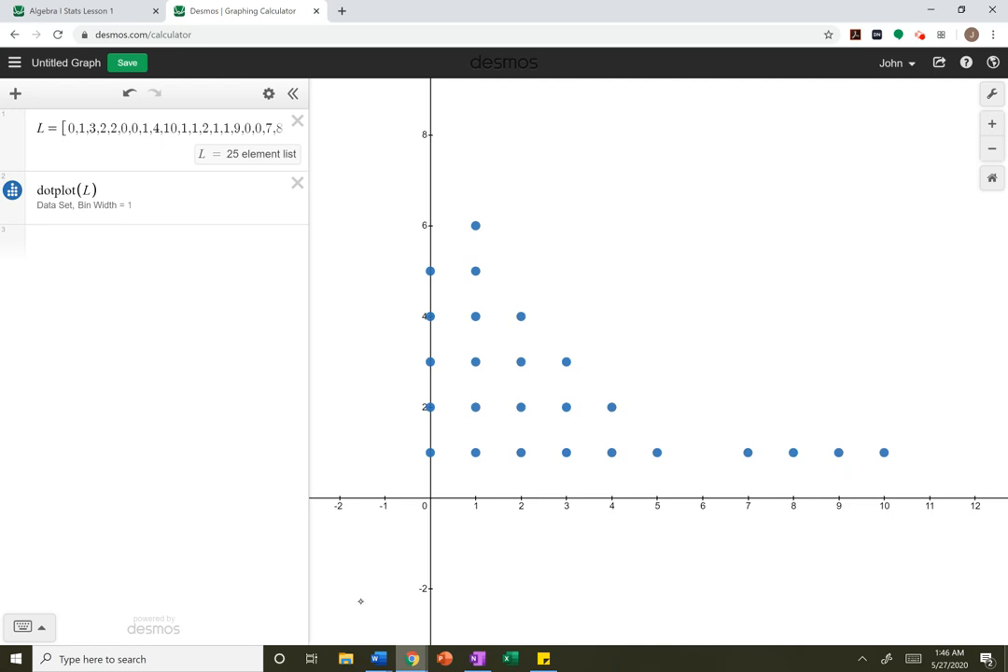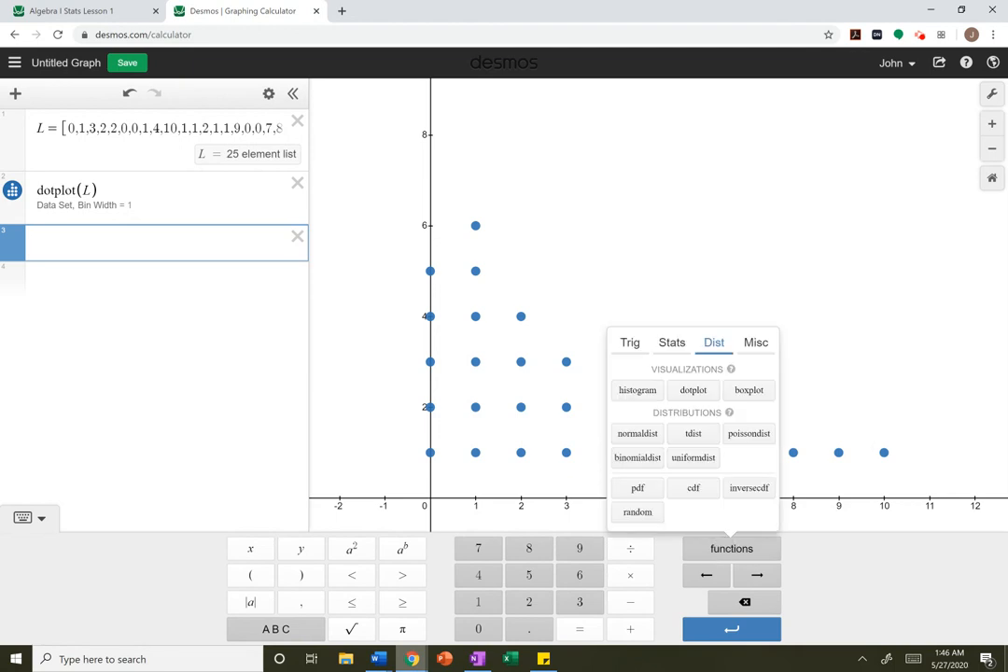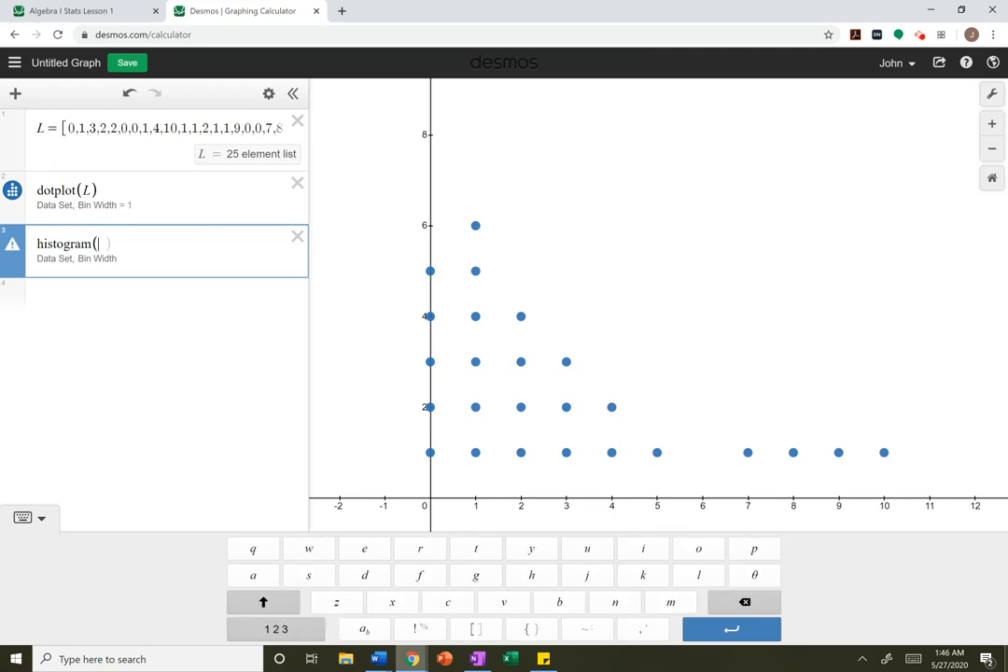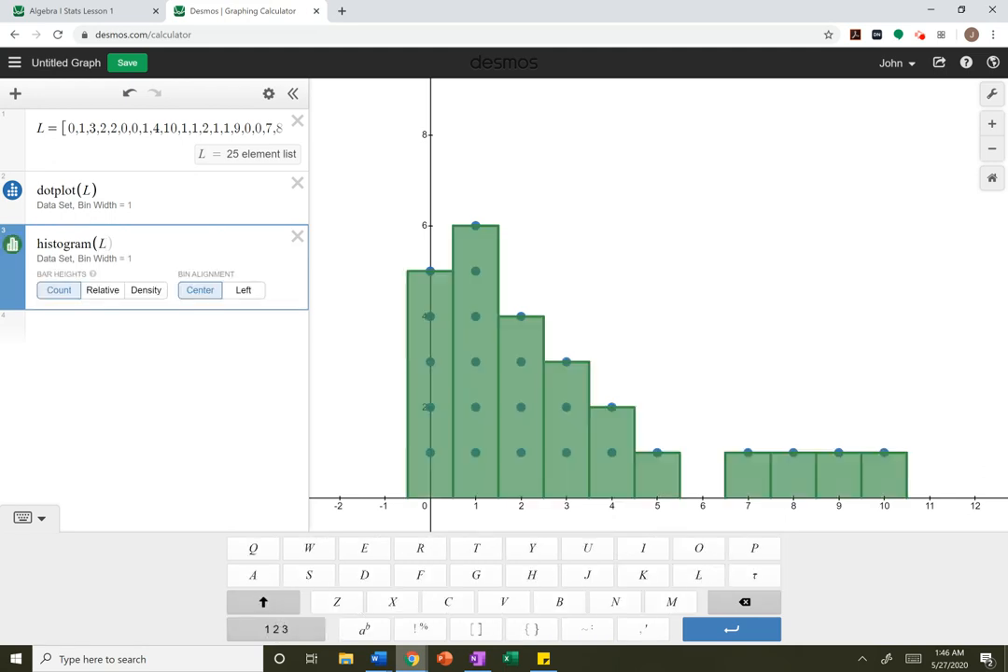So that's a dot plot, but we could also make a histogram. So functions, distributions, I want to make a histogram. Well, a histogram of what? A histogram of capital L.